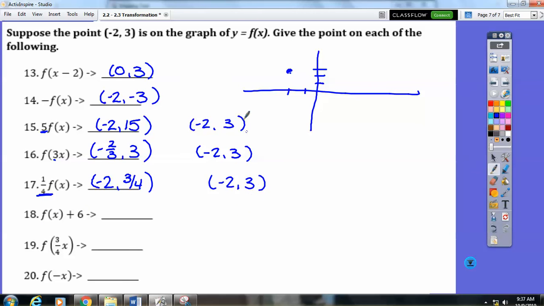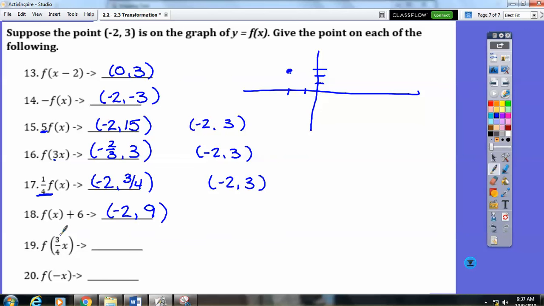18, you could think of it from the graph. If we want to keep doing what we're doing, we could think of it from the ordered pair. Outside is y, does what it says. So what's this telling me to do to my y? Right, so if you add 6 to your y, you get -2, 9. Okay, or you could just think if you wanted to graph it, take this point and move it up 6. Where does it end up?